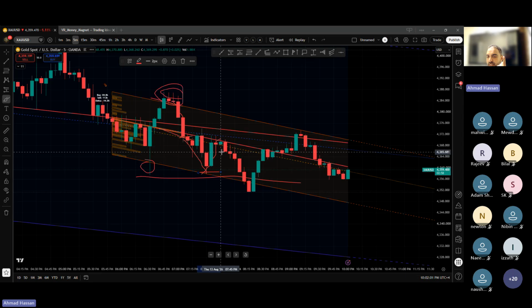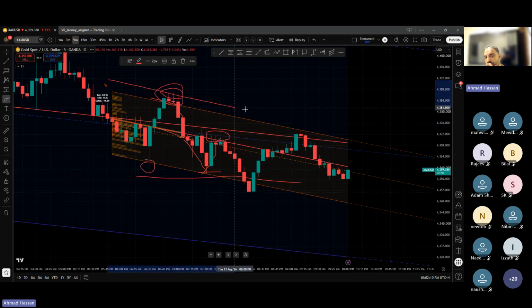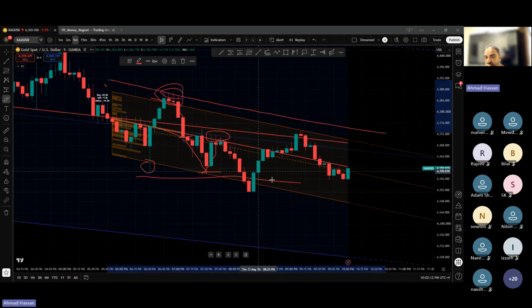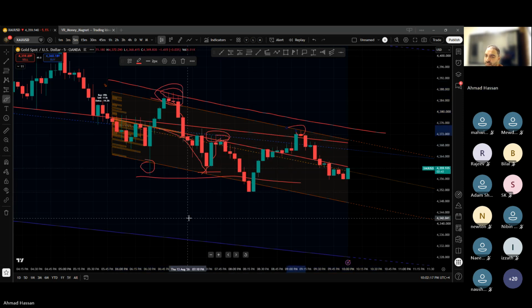Will you lose money? No. Then there is a rejection again, there are wicks here. It clearly states that market is not moving upper side, and we can see that line is downside only. So whenever you see a downtrend, you'll only take sell entries, right?